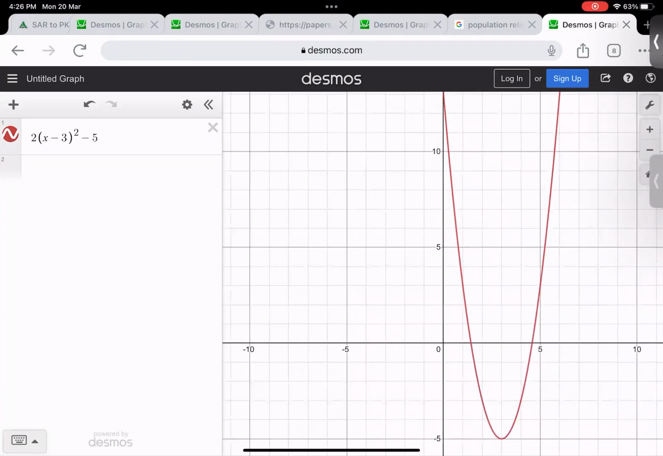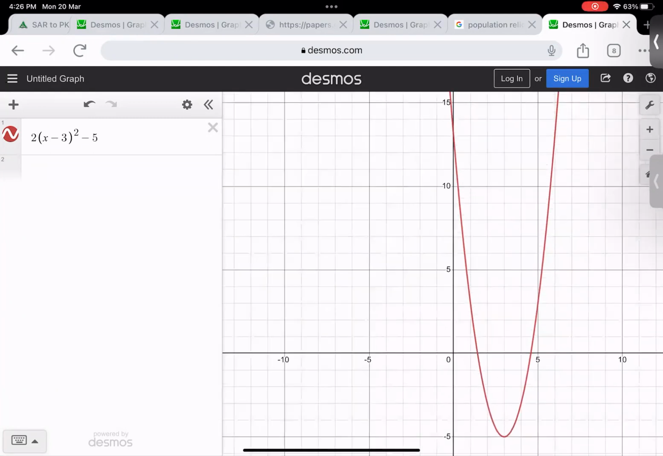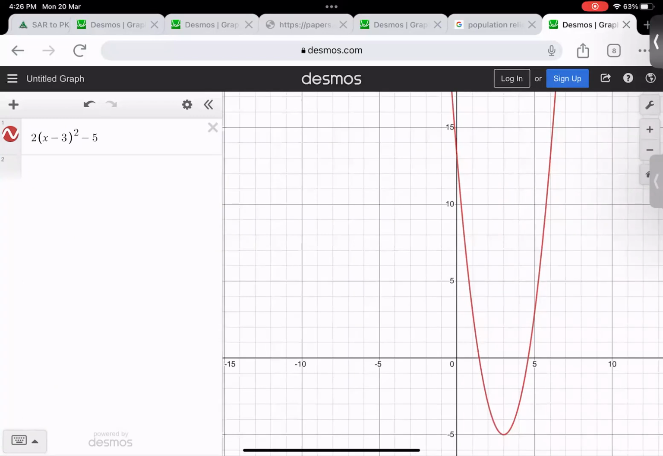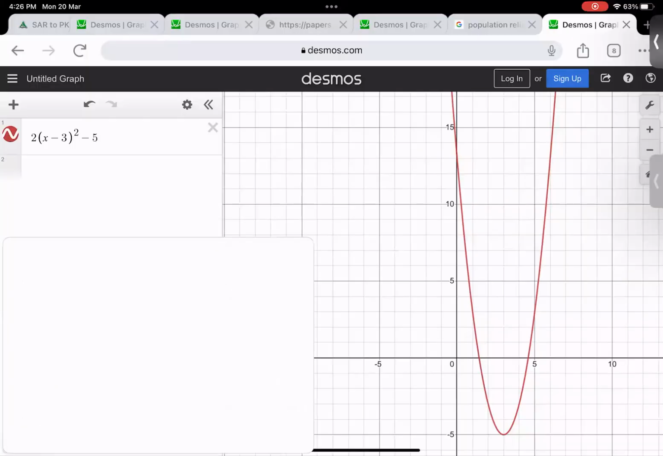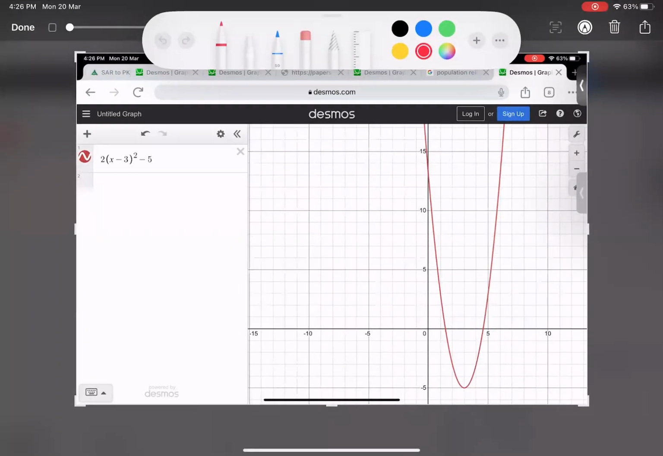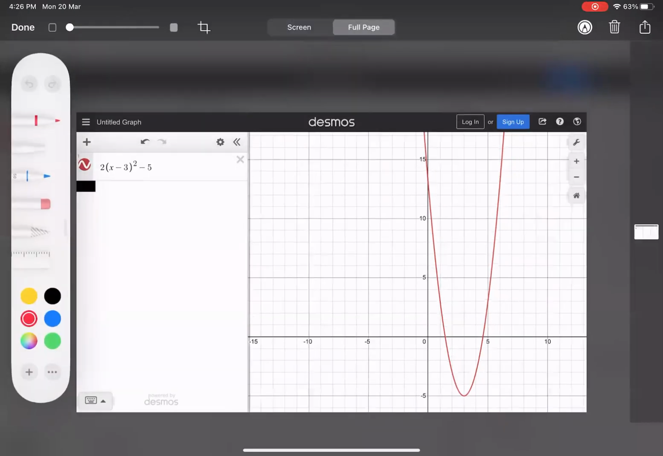I have to show the graph. I think the graph is okay. Wait a minute. Yeah, minus 5. Okay. Now I take a picture of this one, and let's see how we can explain this concept. So all of you get ready, please.